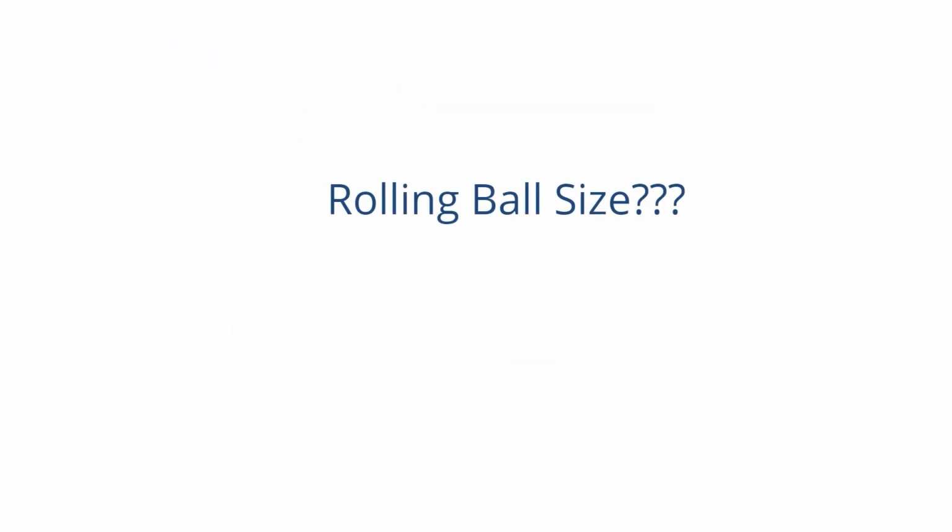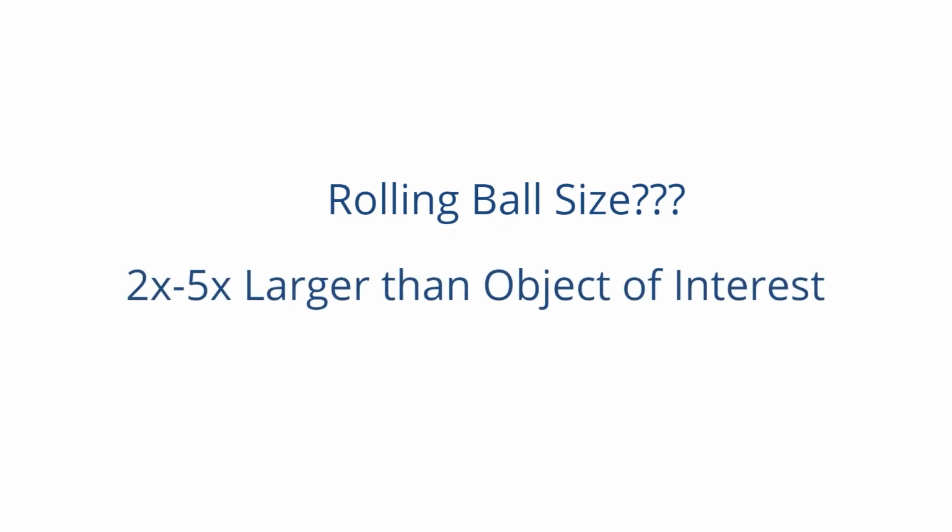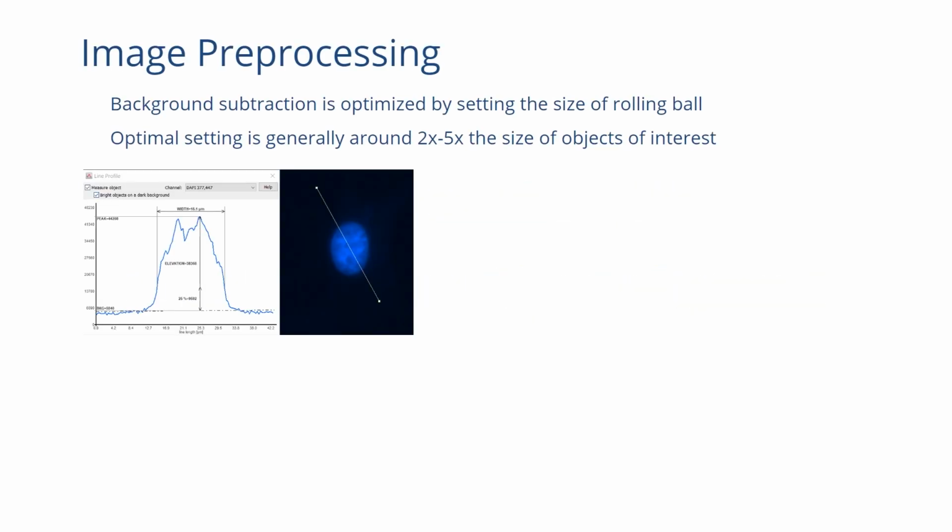As the user, the main thing you need to consider is, what size should my rolling ball be for my sample? A good rule of thumb for 2D monolayer fluorescent cell cultures is to make the rolling ball 2 to 5 times larger than your object of interest. For example, if the object is a nucleus with the size of 20 microns, the rolling ball should be set between 40 and 100 microns. This range generally corrects for any uneven background signal found in the image.